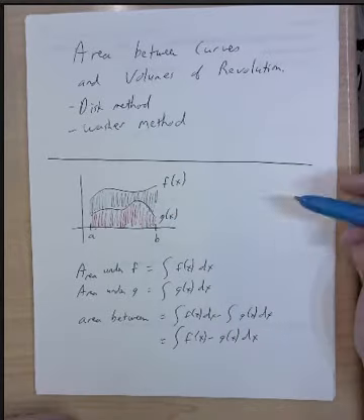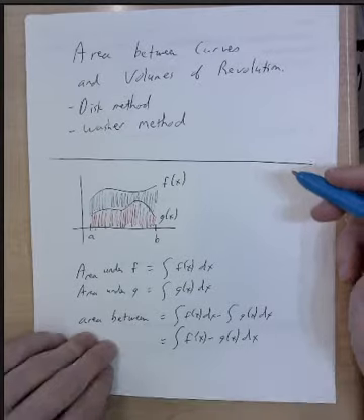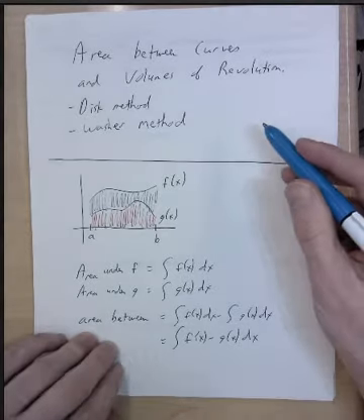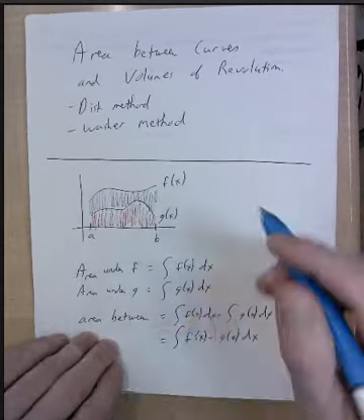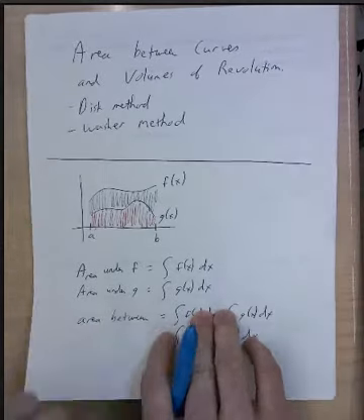So let's just do a couple of examples. Oh, and one other thing we're going to do. Area between curves and, oh, we already did average value. Okay, that's fine. We're good. Okay, so page 1, done. Let's do some examples.